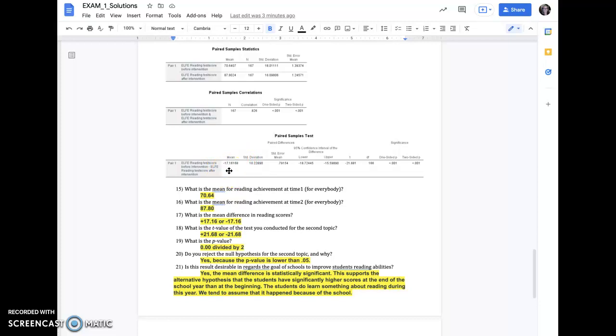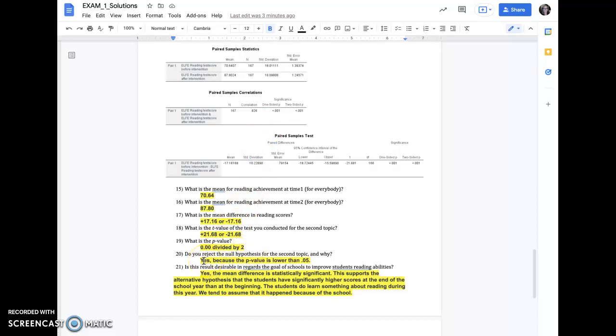What is the t-value? The t-value is down here in the paired sample t-test table as well. And then the p-value, this is going to be a one-sided test. So because it's one-sided, if you only have the two-sided value, you're going to divide that by 2. So that's why we have divide by 2.